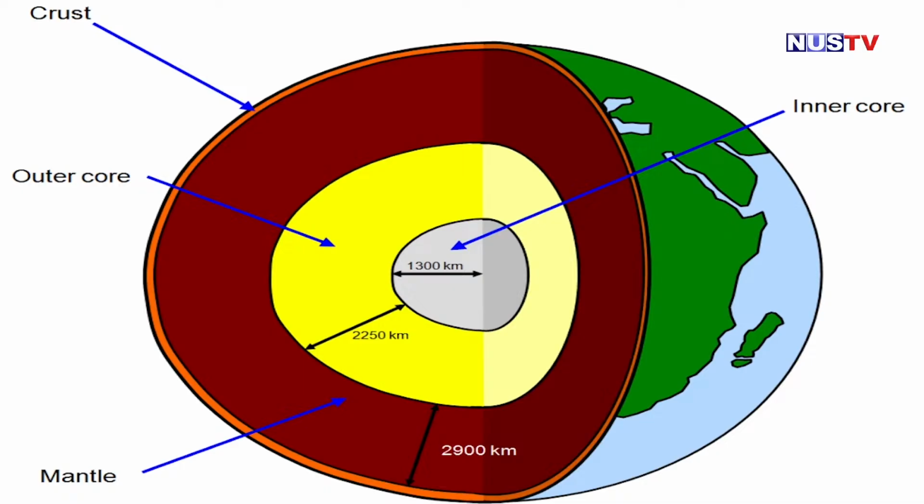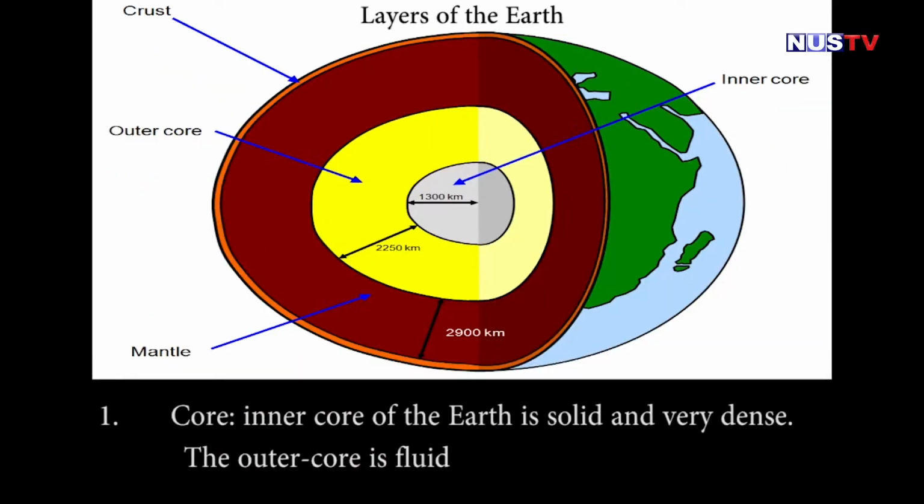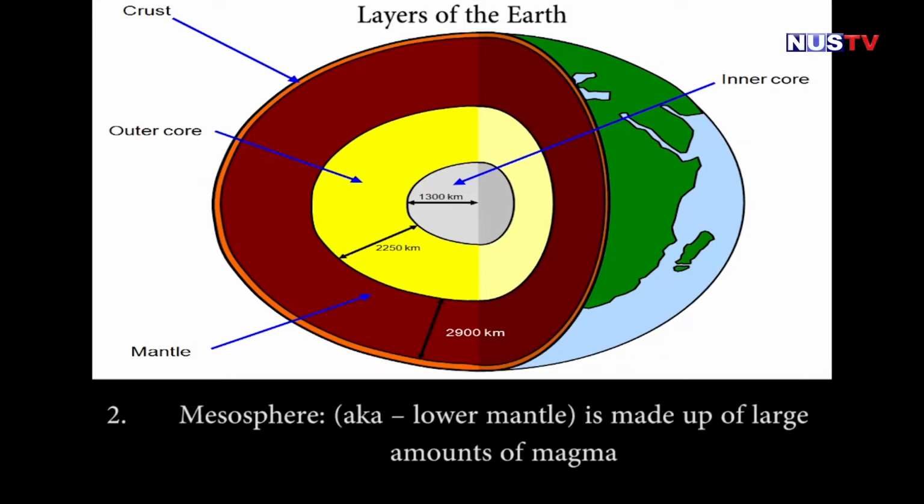Okay, so the layers of the earth, we are going to start looking at it from the inside out. The core, which is the innermost part of the earth, is very solid and very dense. The outer core is fluid. Then the mesosphere, also known as the lower mantle. It is made up of large amounts of magma. This is the result of the intense and immense heat from the core.